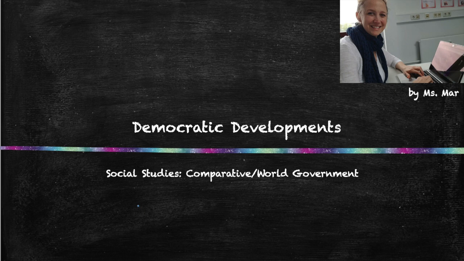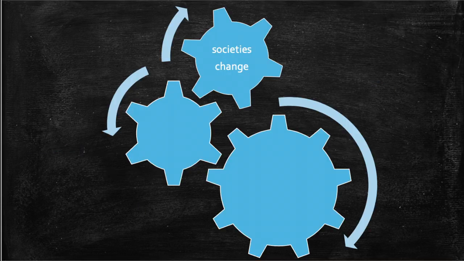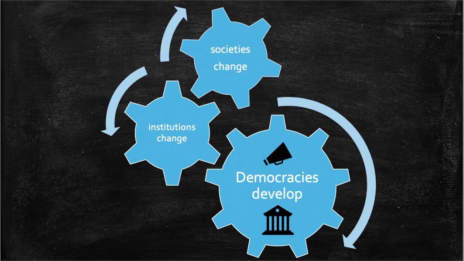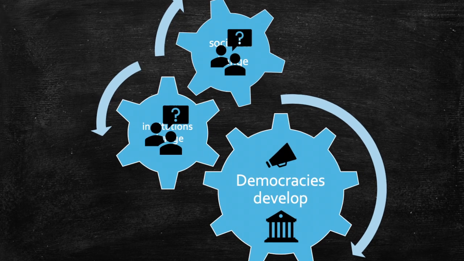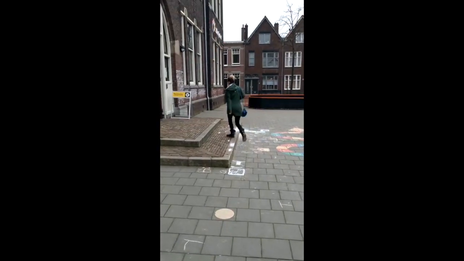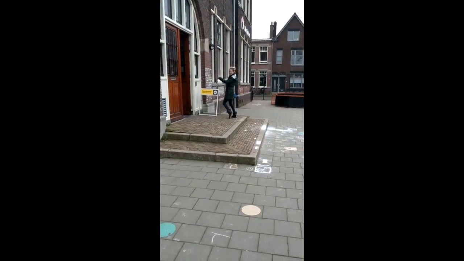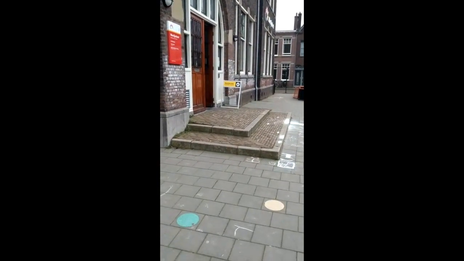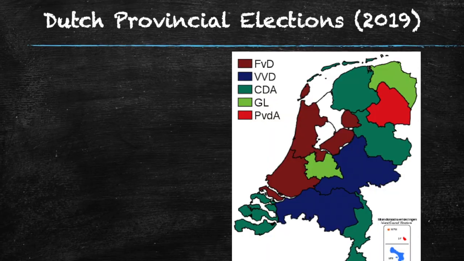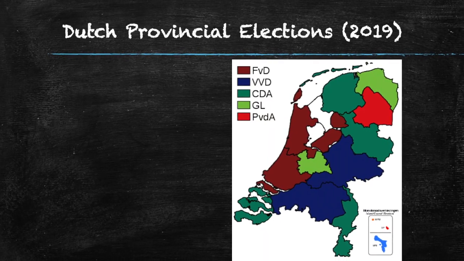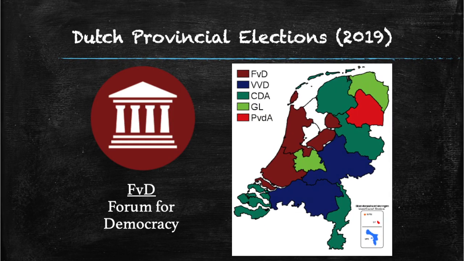As societies develop and change, so do their political institutions. What developments do we see in various democracies around the world? Here in the Netherlands, there were recently elections held, so of course my husband and I fulfilled our civic duty and went to vote. These elections resulted in a big win for a relatively new party, Forum for Democracy.